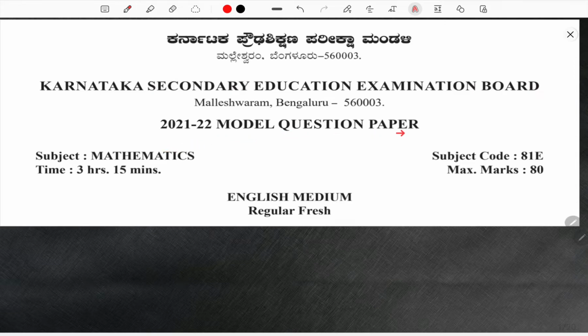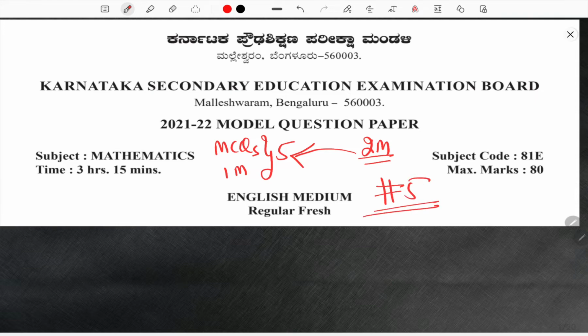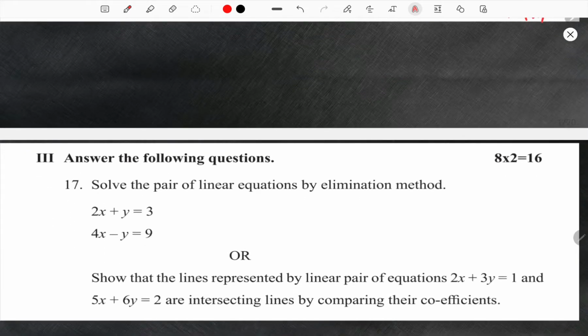This is the model question paper for the year 2021-22. Already I have solved MCQs and one mark questions from the 5 question papers. Now it's a turn to solve 2 mark questions from 5 question papers. For this year the target is 5 question papers. From these, all the MCQs, then 1 mark, 2 mark, 3 mark and 4 mark questions will be covered. MCQs and 1 mark are over, so now it is time for 2 mark questions. Let's get started and solve them one by one.